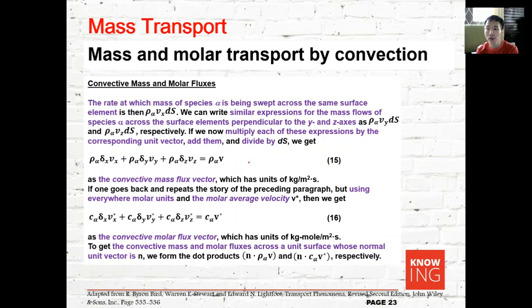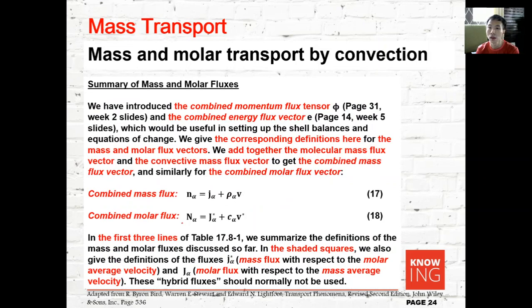And equations 15 and 16 basically give the density multiplied by the velocity definitions that we define as the convective mass flux vector and the convective molar flux vector. Then, after we talk about the molecular contributions and also the convective contributions, in the same way that we define our combined momentum flux vector and the combined energy flux vector, equations 17 and 18 here define your combined mass flux and the combined molar flux.